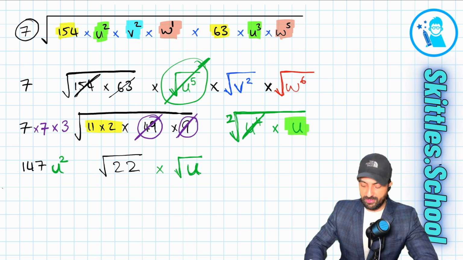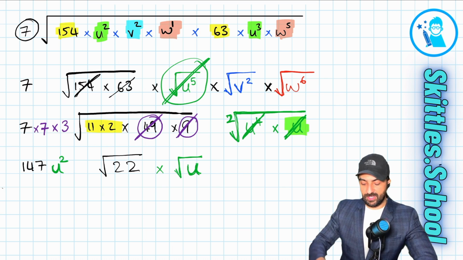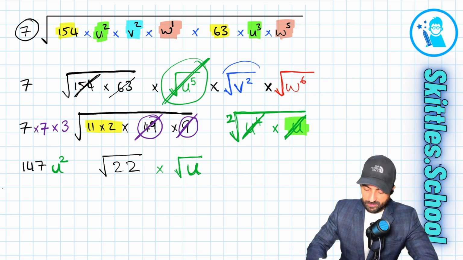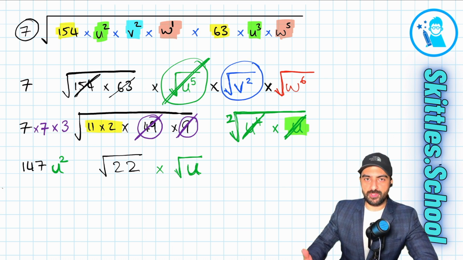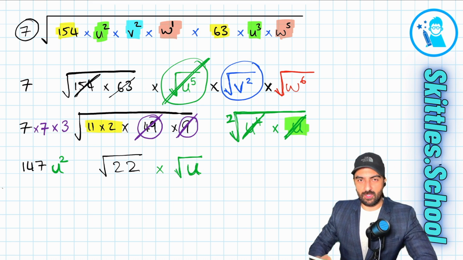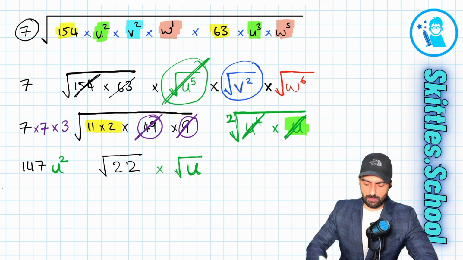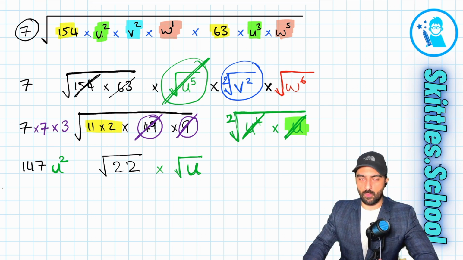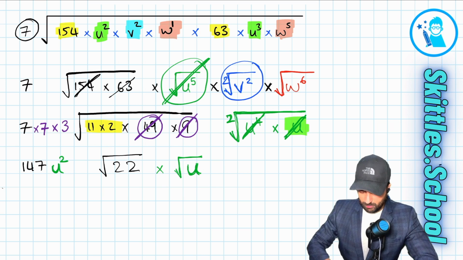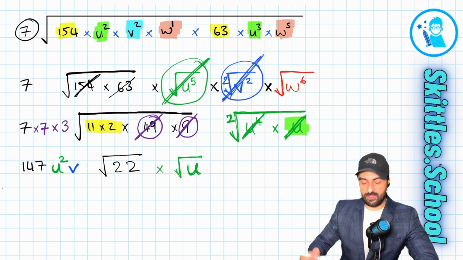So we've done the letter u. Let's move on to the next one. The square root of v squared. Well, square root is second root. V squared, 2 divided by 2 is 1. So that's like just saying the letter v. So I'm going to put the letter v on the outside. And that's fully simplified. Awesome.